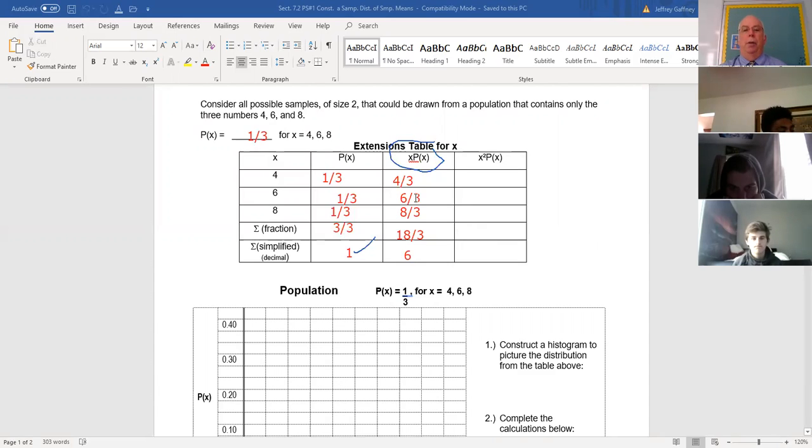The sum of those columns is 18/3, which can be simplified to 6, okay? And we know that this column is also equal to what?